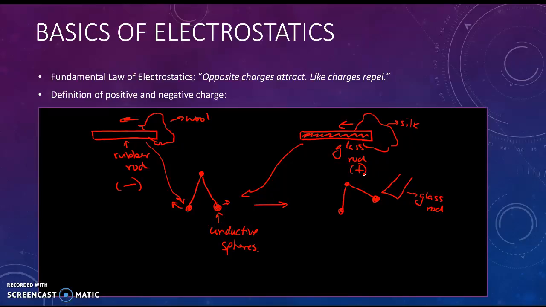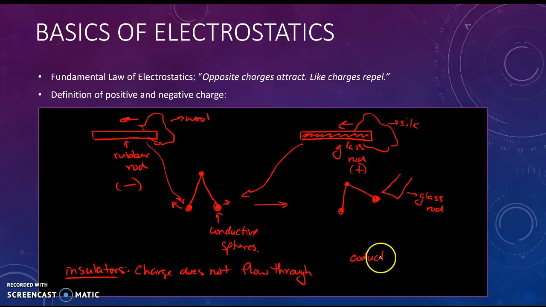And then we found there are different types of materials. So we have these things called insulators. On an insulator, charge does not flow through it. Those would be things like rubbers and plastics and glass, right? And then there were these other things called conductors. And in conductors, the charge did flow through. So these are our metals.